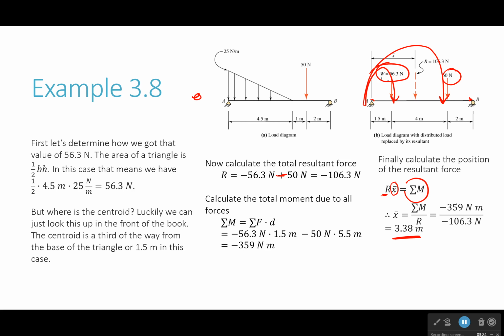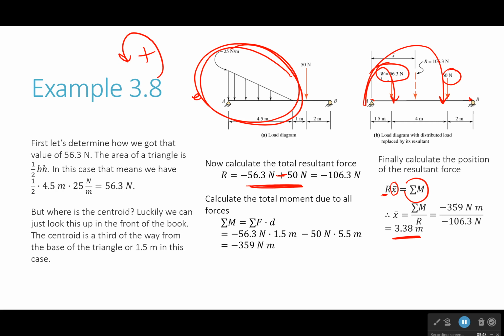But that's it for this problem. The big things are, one, check your textbook right here for the centroid. That's going to be the easiest way to calculate what the centroid is of various different shapes. Two, be very careful with your sign. Up is positive, right is positive, and counterclockwise is positive. That's typically the best way to go about it. And then make sure that your answer makes sense. If it's off the side, that doesn't make sense. Make sure that it's on top of the beam.